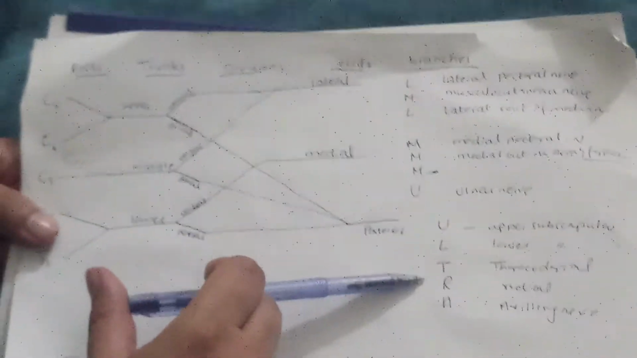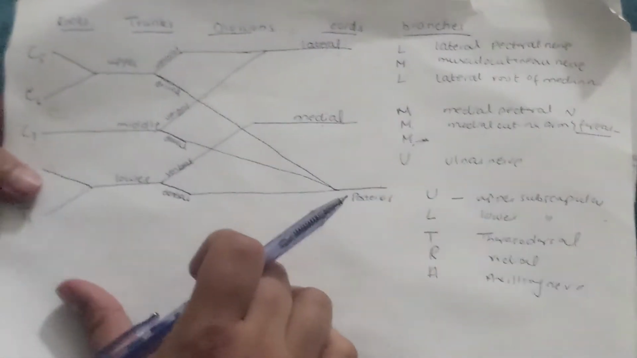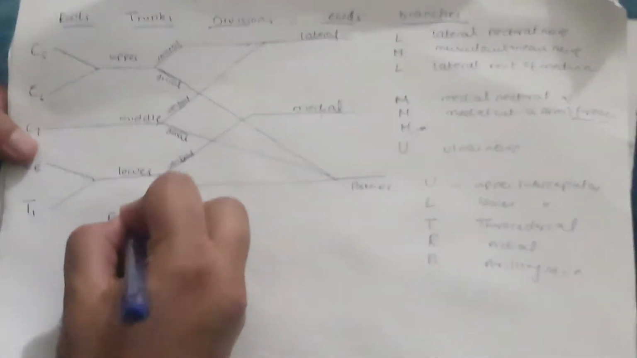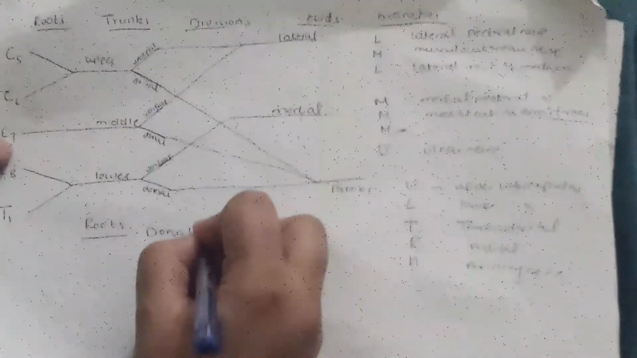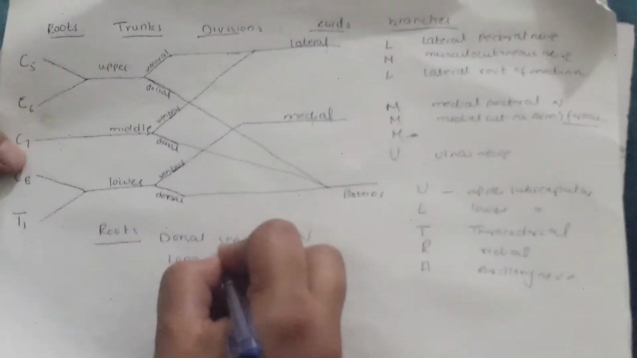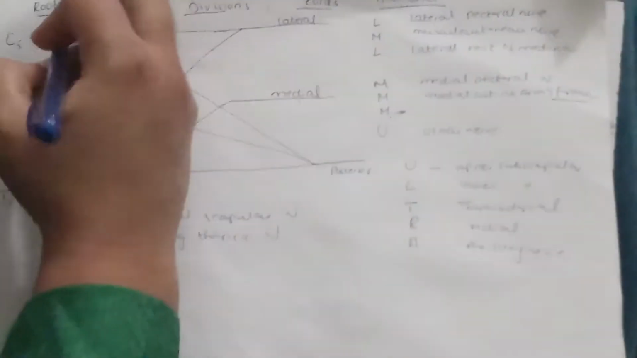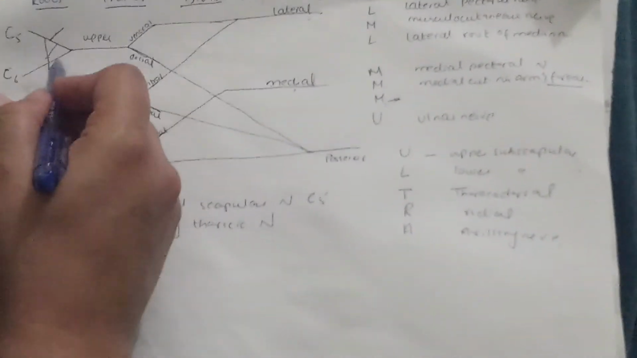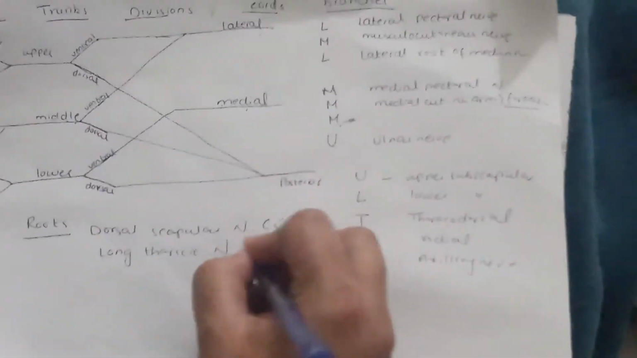These are all the branches which arise from the cords: lateral cord, medial cord and the posterior cord. Then there are also some branches from the roots. For example, from the roots we have two branches. Number one is the dorsal scapular nerve and second one is the long thoracic nerve. Here will be the dorsal scapular nerve, so its root value will be C5, and long thoracic nerve will have contribution from the C5, C6 and C7. So its root value will be C5, C6 and C7.